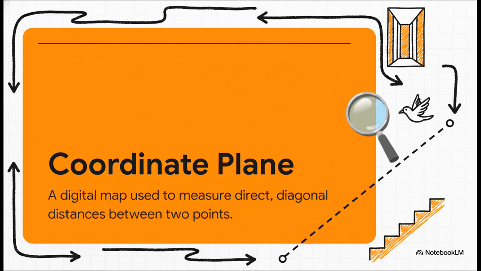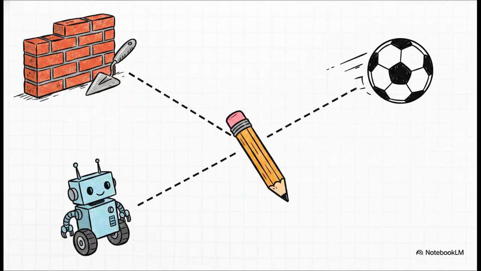Think about how we actually move around in real life. We don't just walk in perfectly straight lines, right? We turn corners, we walk down hallways, we take the stairs. But sometimes you need to know the absolute direct path. That's where the coordinate plane comes in. It's essentially a digital map that lets us accurately measure those direct, as the crow flies, diagonal distances between 2 points.